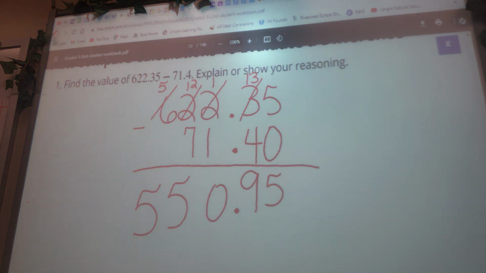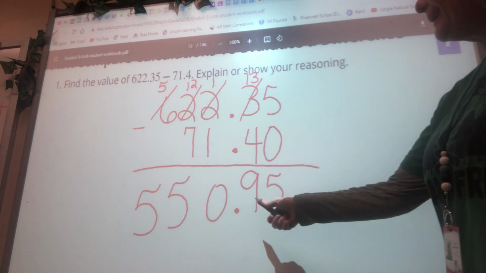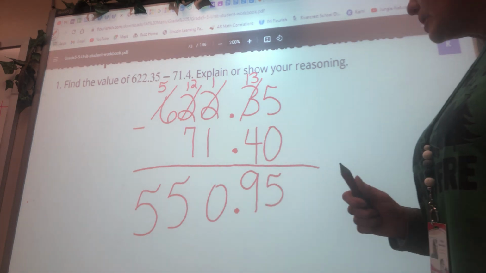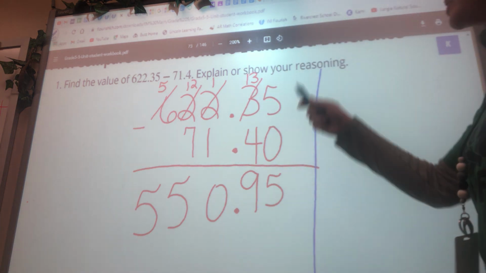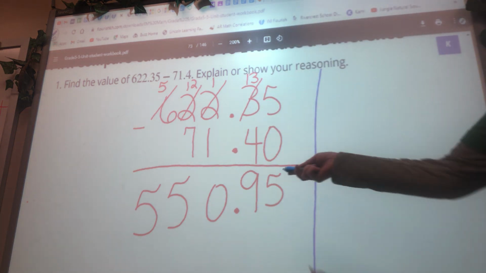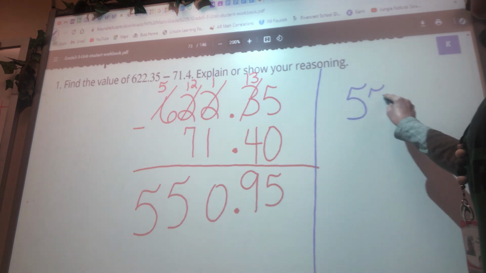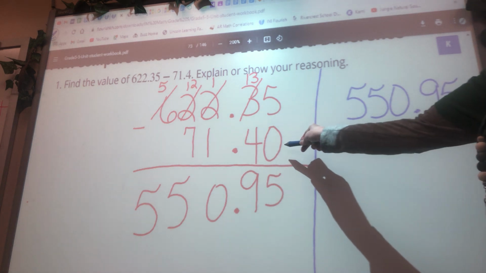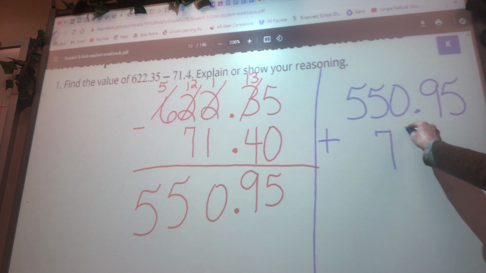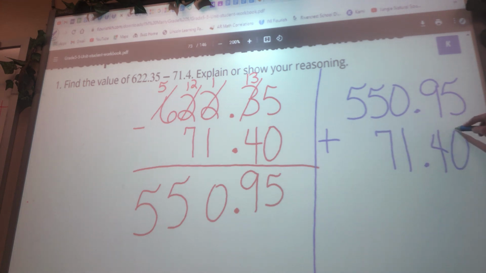So the difference is 550 and 95 hundredths. And now we know that we can double check and make sure, since we had to do a lot of borrowing. We can take the difference, 550 and 95 hundredths, and add it back to what we took away. So 71 and 4 tenths, or we put that 0 to make it 40 hundredths. Again, remember, it's the same value.